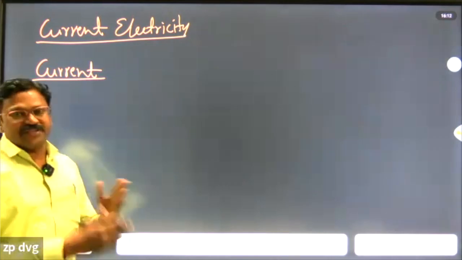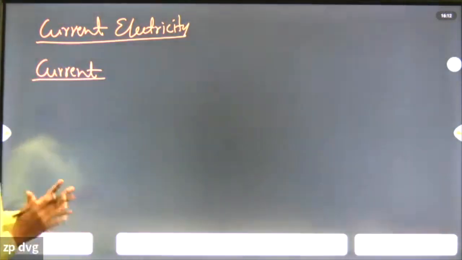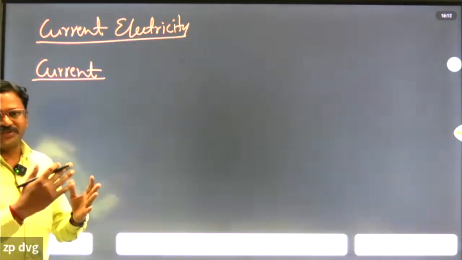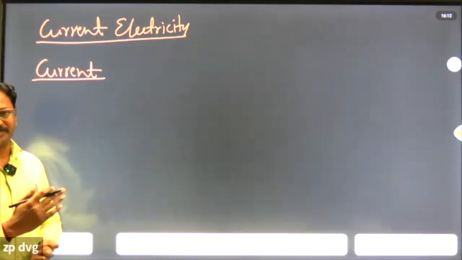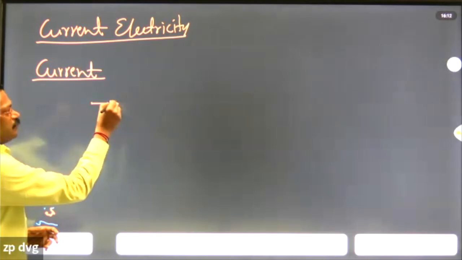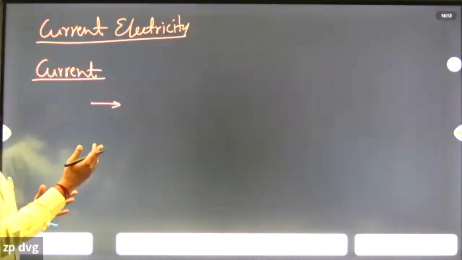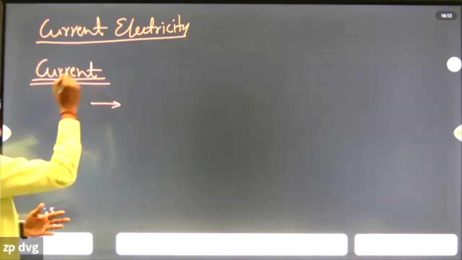To set the context, you have already studied electrostatics, the chapters before this one, where we studied electric charges at rest. When charge is at rest, what are the properties? Those things we have studied in the earlier chapter. In this chapter, charges are considered to be moving. So we are discussing the motion of charges, and when charge is moving, there is electric current.